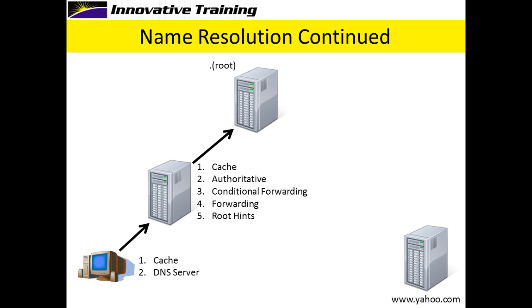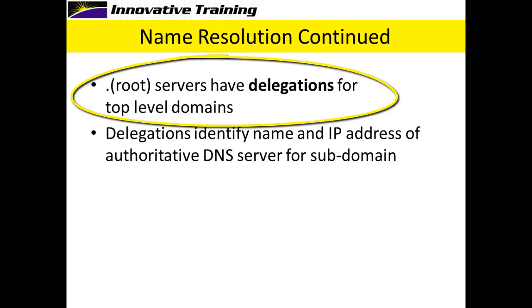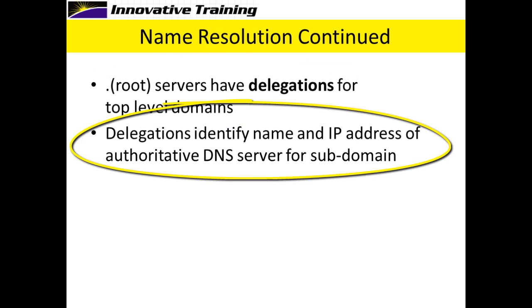Once I get up to the root server, we're going to begin following that fully qualified domain name www.yahoo.com to locate the record for that address. And we're going to start on the right and work our way left. The root servers have delegations for top level domains. Every time we want to jump down in the DNS tree, you need to have a delegation. And the delegation identifies the name and IP address of the authoritative DNS server for the next subdomain.